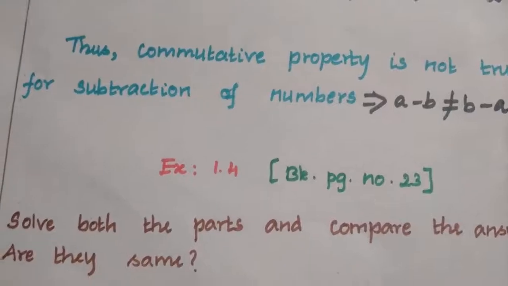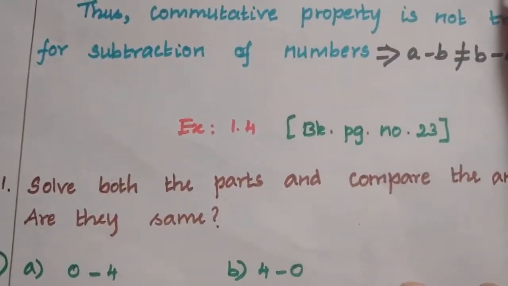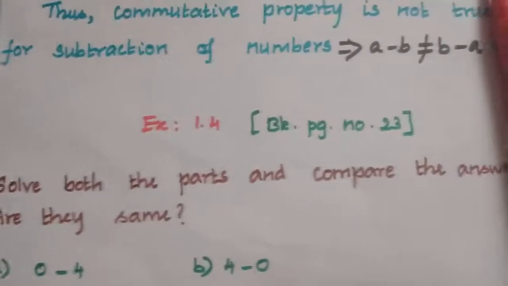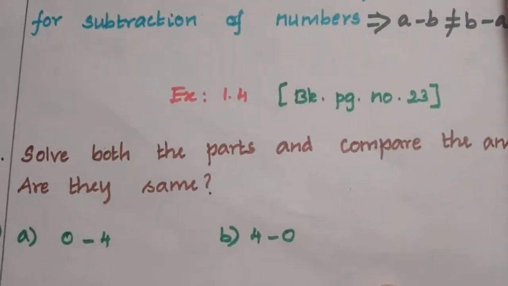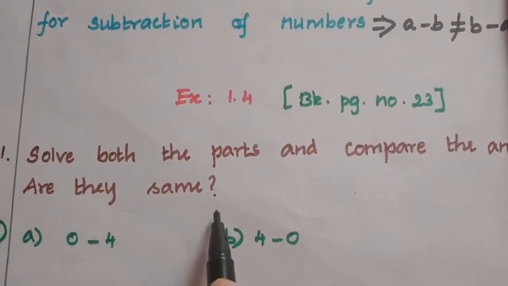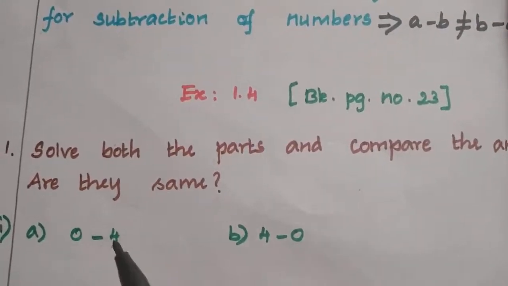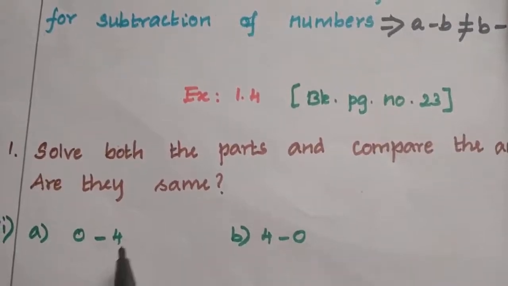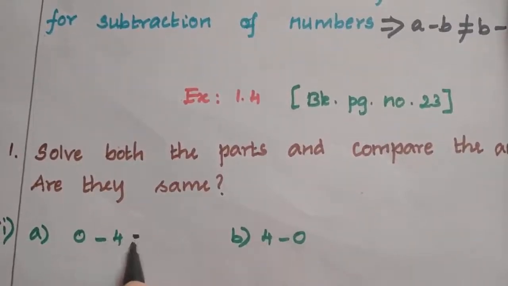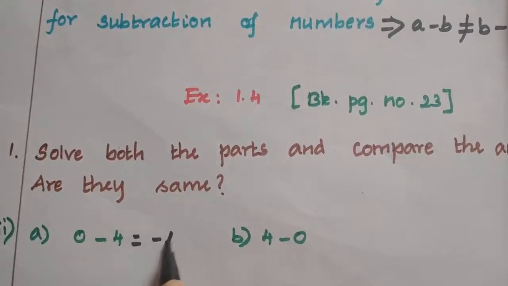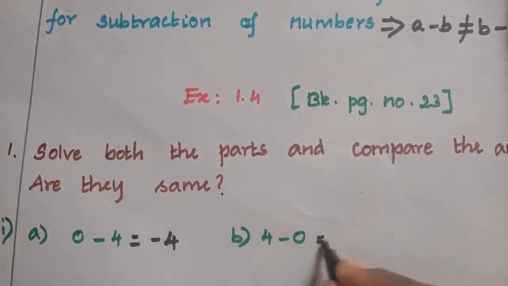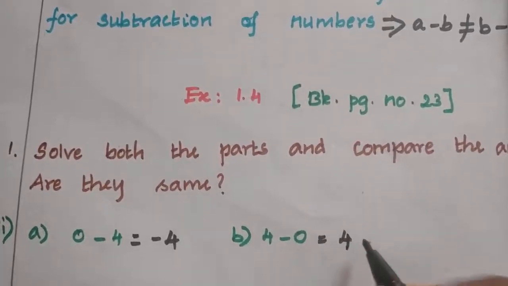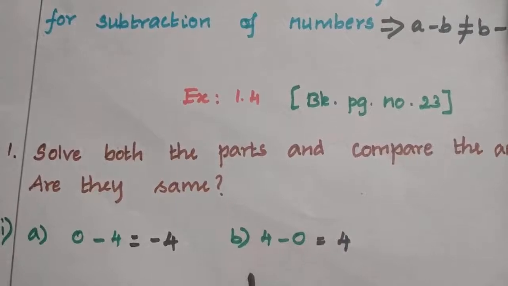Exercise 1.4. The first question, solve both the parts and compare the answers, and are they same? They ask you to find whether they are same. So the first one, 0 minus 4. What will be the answer? Yes, this is minus 4. Here 4 minus 0, so this is plus 4. Are they same? No. These two are different.